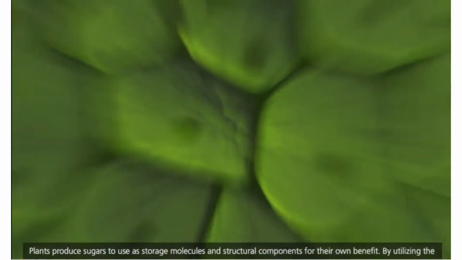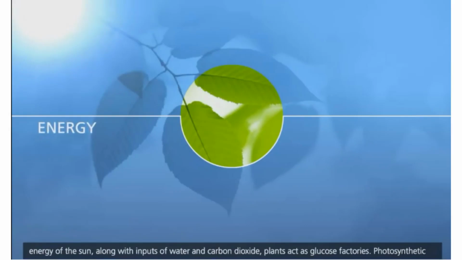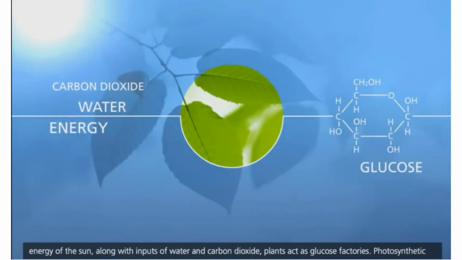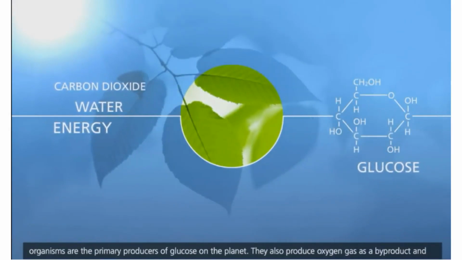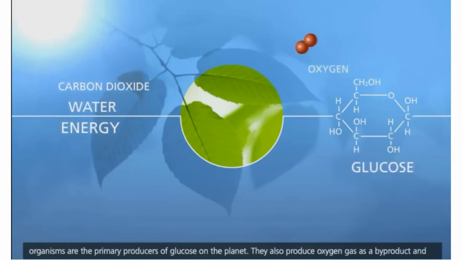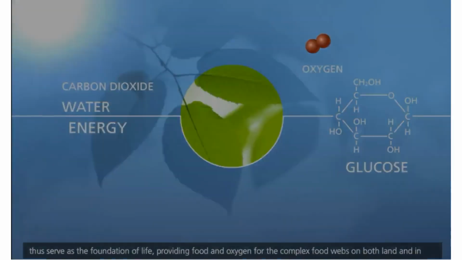Plants produce sugars to use as storage molecules and structural components for their own benefit. By utilizing the energy of the sun, along with inputs of water and carbon dioxide, plants act as glucose factories. Photosynthetic organisms are the primary producers of glucose on the planet. They also produce oxygen gas as a byproduct, and thus serve as the foundation of life.